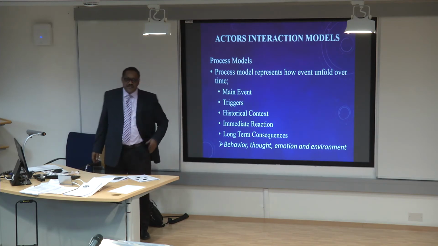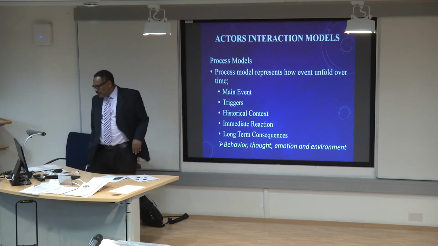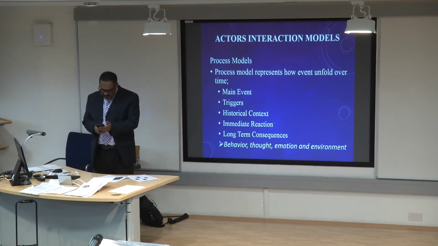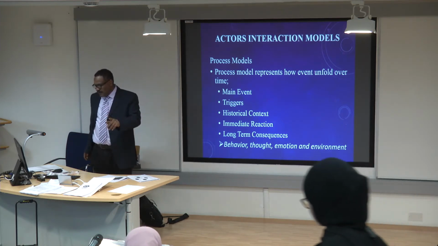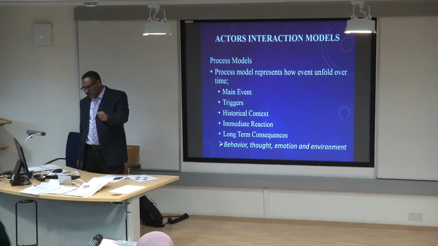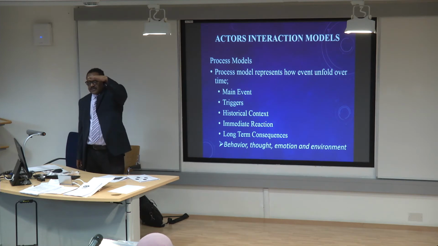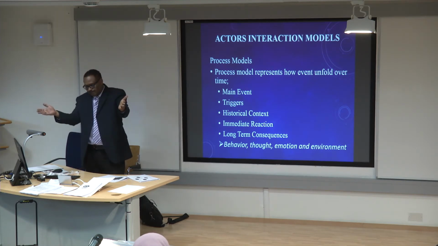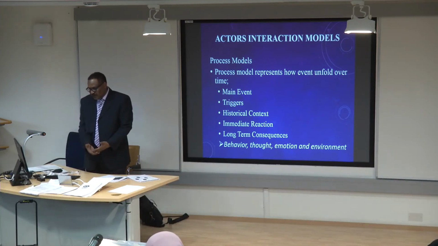Process model, and this is more information about the process model. A process model represents how an event unfolds over time, okay? Main event, triggers, historical context, immediate reaction, long-term consequences, behavior, thought, emotion, and environment. So, process model: how these things unfold, the main event happens, it triggers something, it has a historical context.